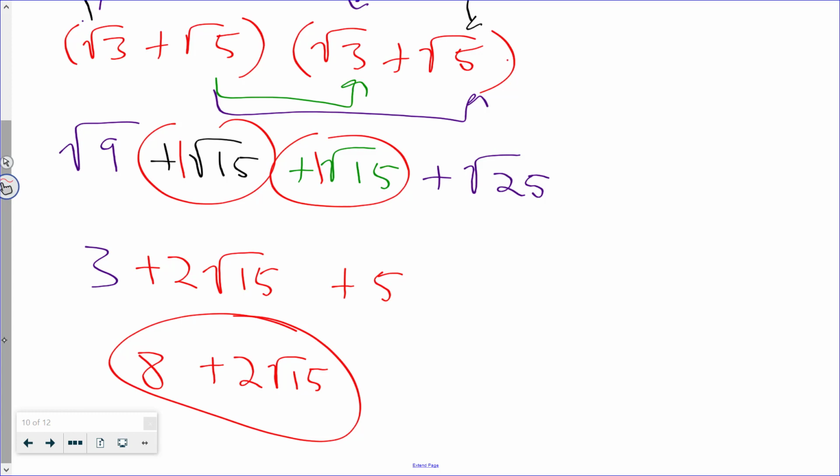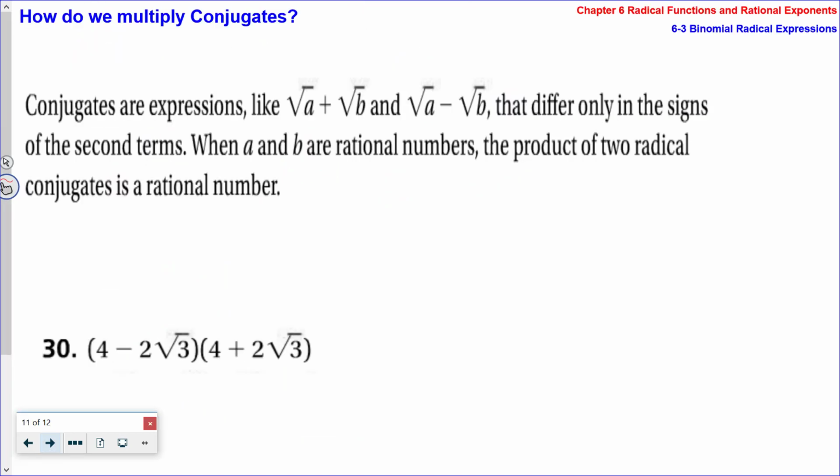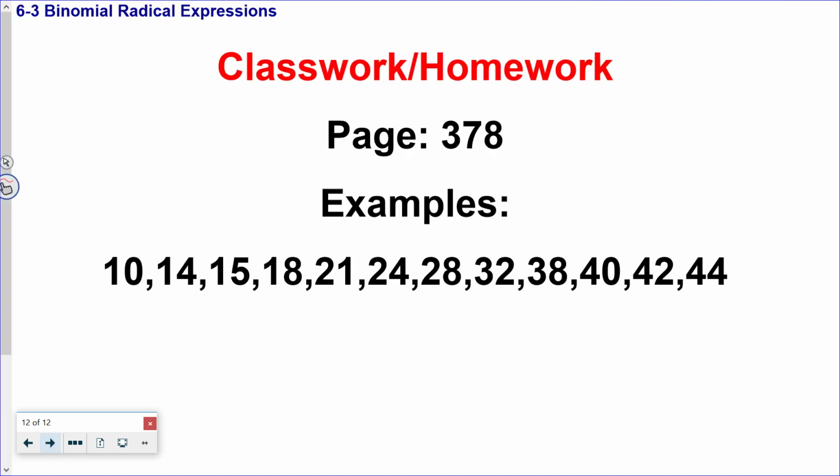I'm going to stop here. There's one more thing, but I think everyone has had enough, right? The last thing is conjugates. We'll talk about this tomorrow. If you see any questions on the assignment about conjugates, you can skip those.